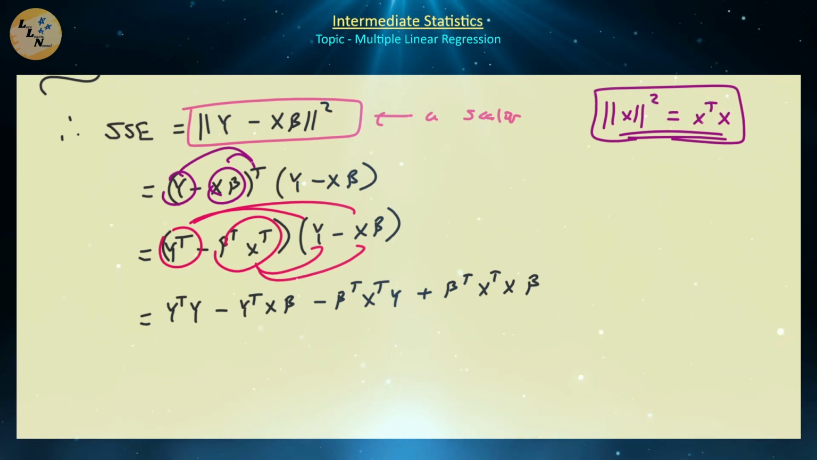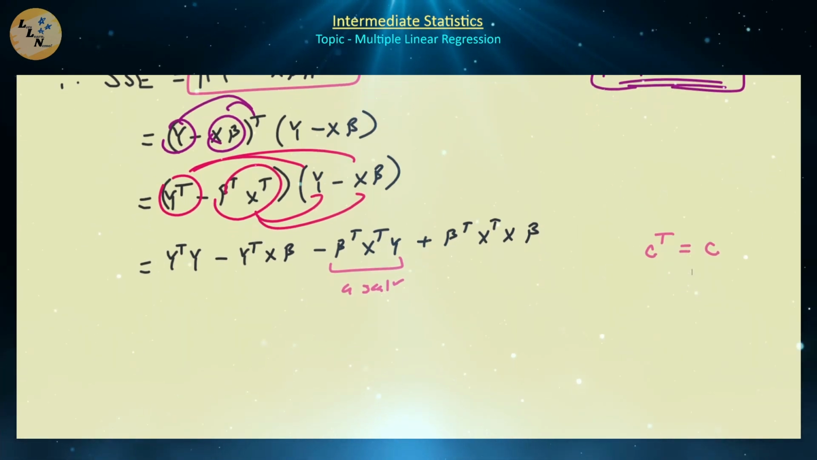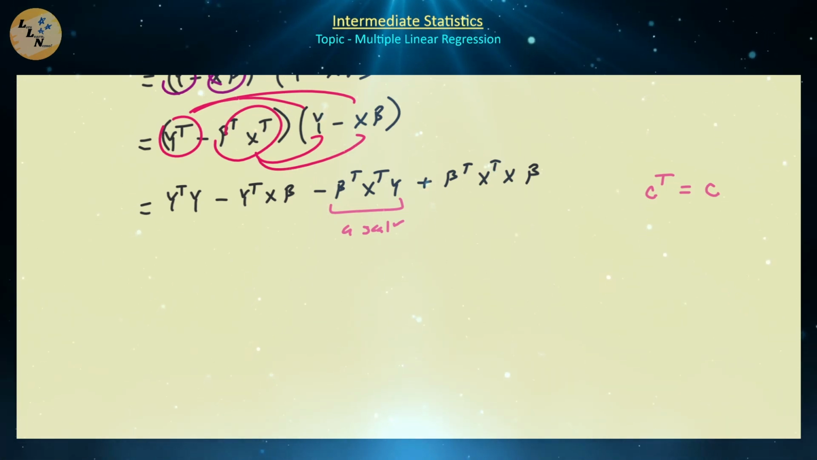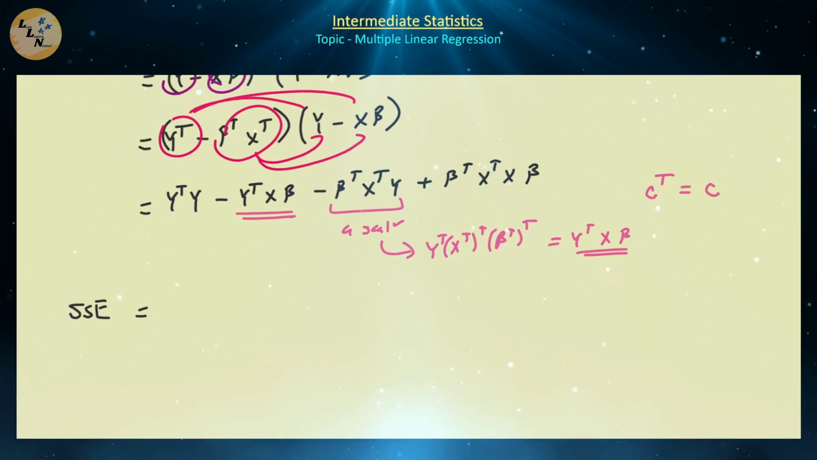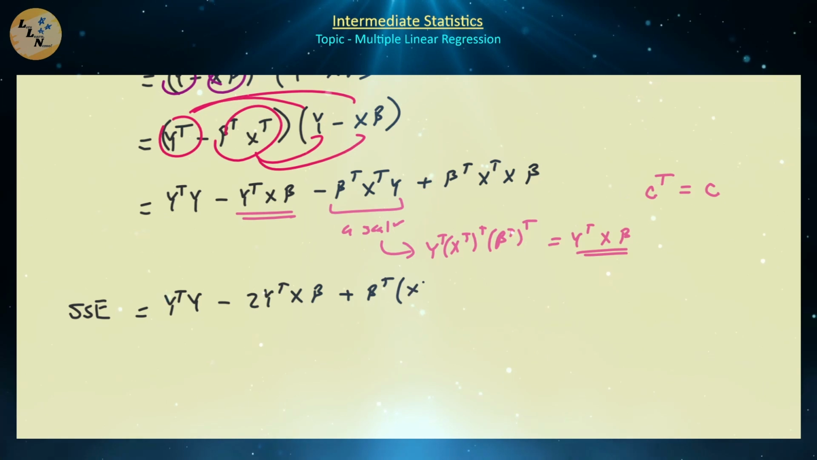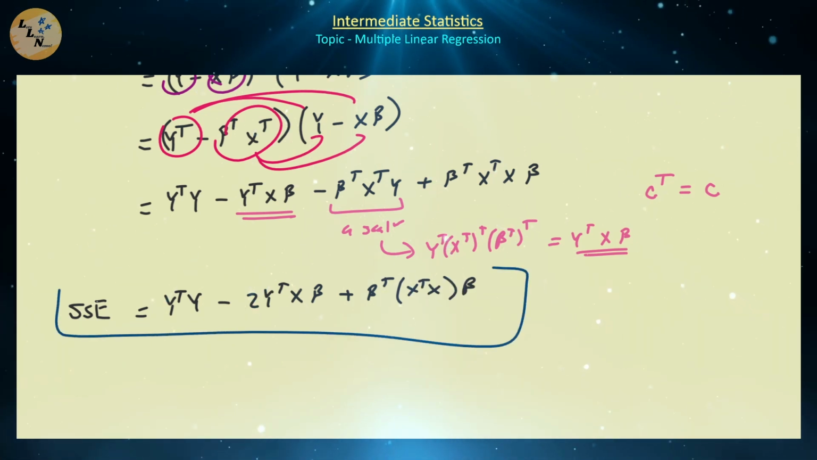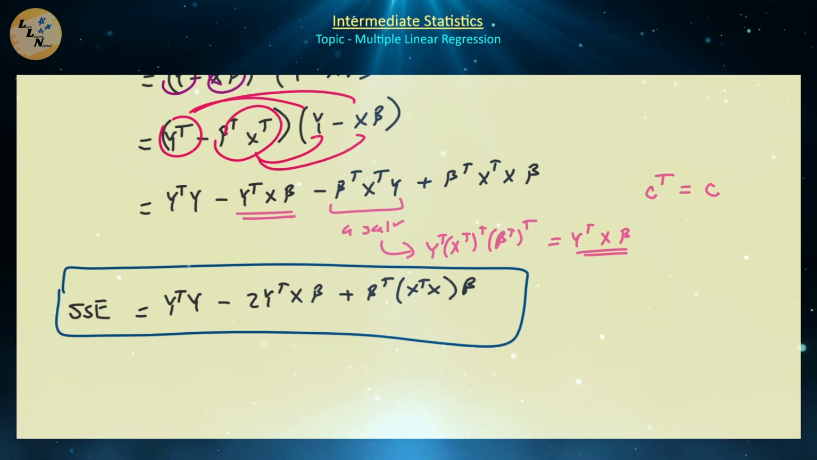Now keep in mind that this is a scalar as well, and if you transpose a scalar, it's equal to the original scalar. So I can apply the transposition to this term, and it gives me the same exact answer. I can rewrite this as y transpose x transpose transpose and beta transpose transpose, which is just the same thing as y transpose x times beta, the same as what I have there. So the SSE is going to be equal to y transpose y minus 2y transpose x beta, plus beta transpose x transpose x times beta. This is an alternative vector representation of the error sum of squares.